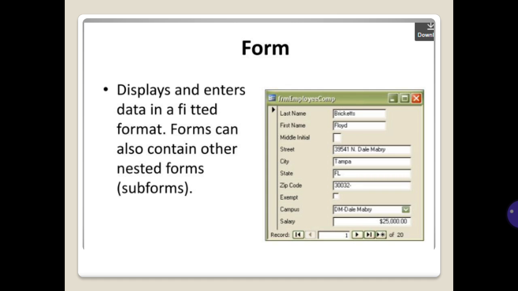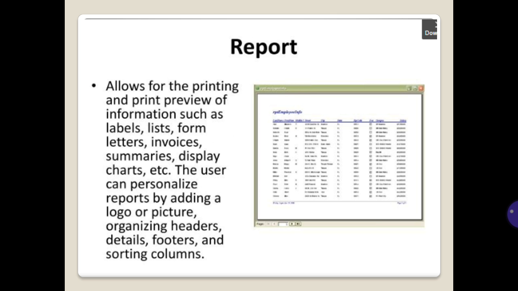Form, displays and enters data in a filtered format. Forms can also contain other nested forms, called subforms. Report, allows for the printing and print preview of information such as labels, lists, form letters, invoices, summaries, displayed charts, etc. The user can personalize reports by adding a logo or picture, organizing headers, details, footers, and sorting columns.